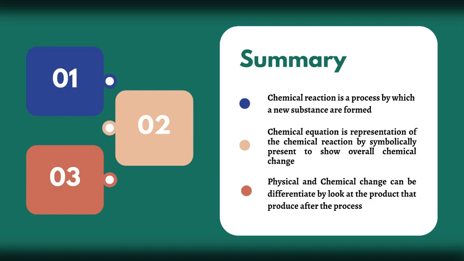Here is the summary for our lesson today. We have learned about chemical reaction, chemical equation, and how to balance the chemical equation and the symbols there. And then the last one is physical and chemical change.